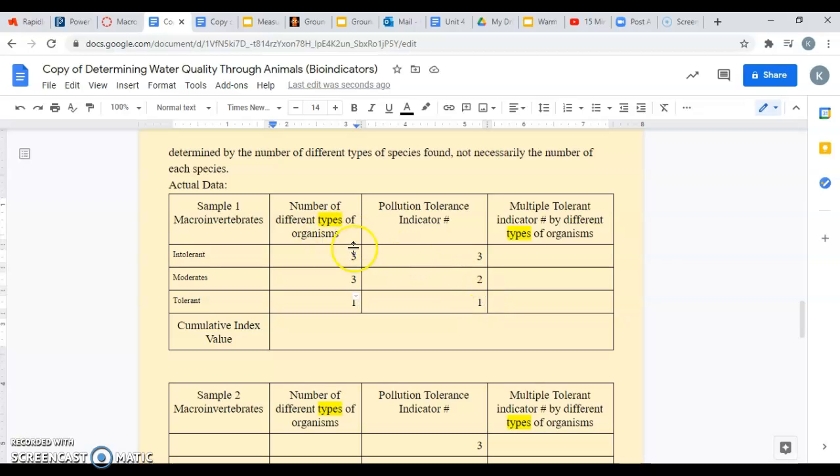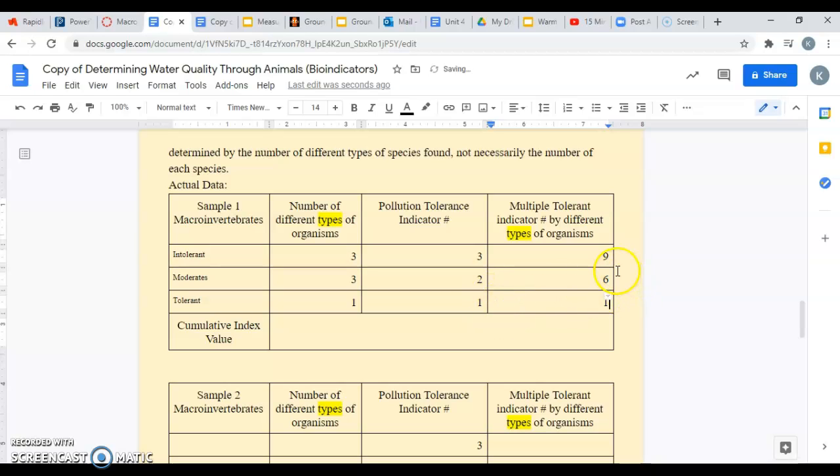So now I can just multiply my rows across. So I had 3 intolerant, and I'm going to multiply them by the value for their tolerance indicator, which is also 3. So 3 times 3 is 9. Next, I'm going to take my 3 types of moderates that we calculated in our sample. I'm going to multiply that by 2 because that is their set tolerance indicator number. So 3 times 2 is 6. And then finally, I had 1 tolerant organism. So 1 times 1 is 1.